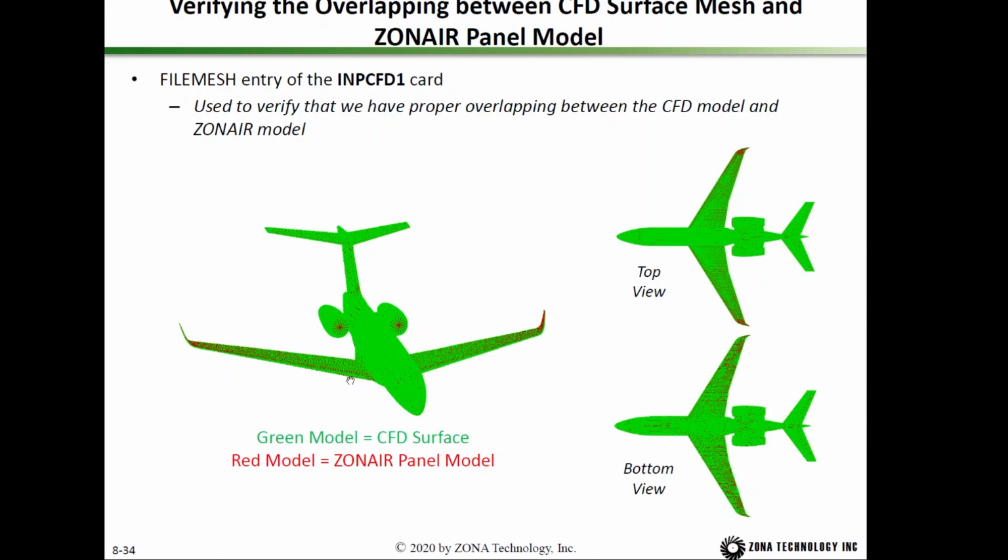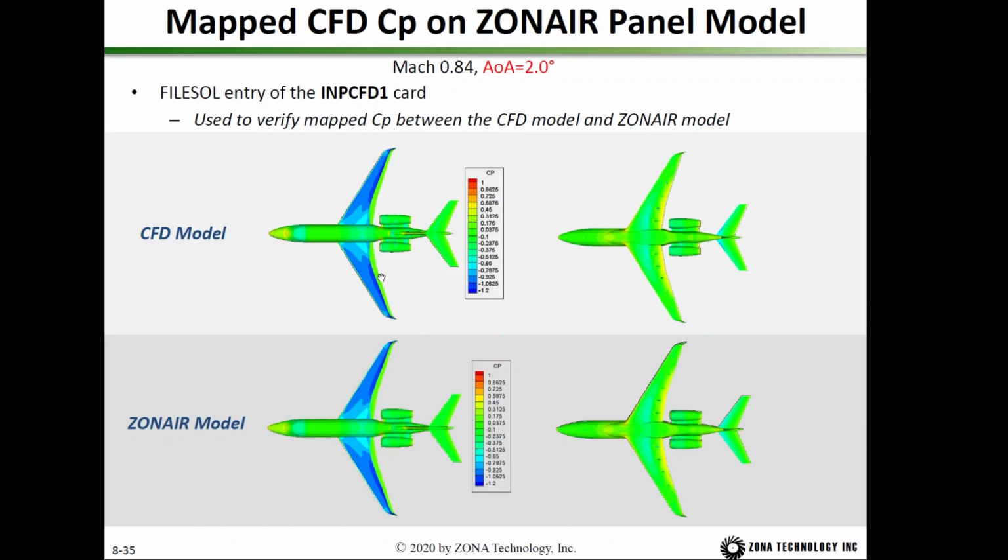First, we can output a graphic file which contains both the ZONAIR surface panel model and the CFD surface mesh, and we can plot them together to verify the overlap between those two meshes. Then we use the IMP CFD1 card, and this is the CFD solution at Mach 0.84, angle of attack equal to 2 degrees, and this is the interpolated CP on the ZONAIR panel model. You can see they have very good agreement.